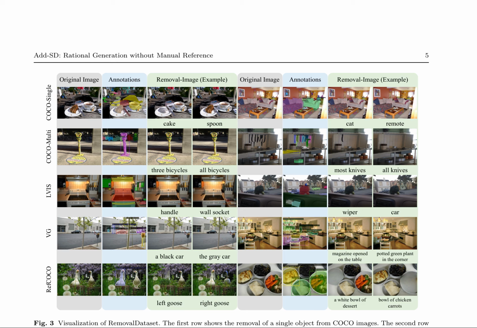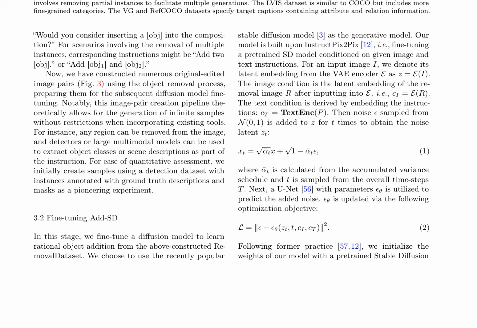The fine-tuning process utilizes a stable diffusion model, specifically instruct pix2pix, which is conditioned on both image and text instructions. The model takes an input image and generates a new image with the added object, based on the provided text instruction. The optimization objective is to minimize the difference between the predicted noise and the actual noise. The model is trained on a dataset of real images, such as COCO and LVIS, and is evaluated on downstream tasks such as object detection and instance segmentation.